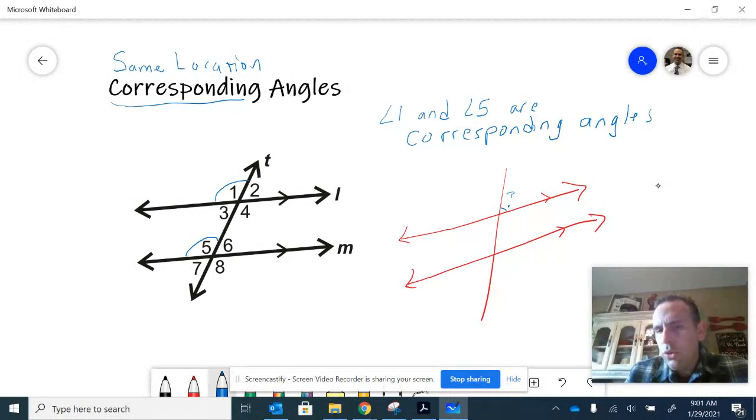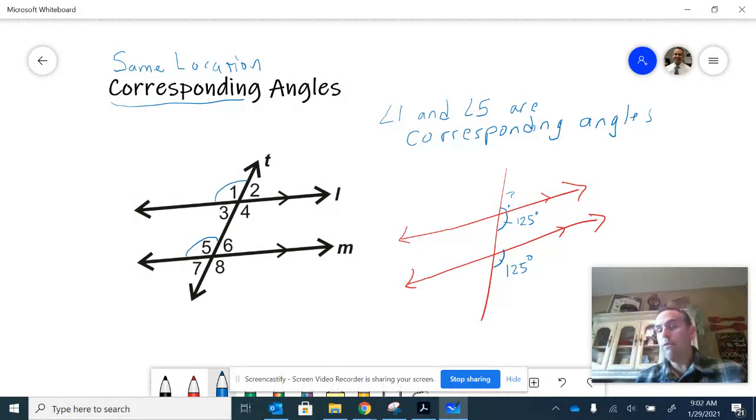Let's say I told you that the measure of this angle down at the bottom right was 125 degrees. Well, if you look at the angle at the bottom right, it does not correspond with the one at the top right. Okay, it has to be the same location, bottom right, bottom right. So all I would know is that this bottom right angle of 125 degrees actually corresponds with this bottom right angle, which would mean it's also 125 degrees.